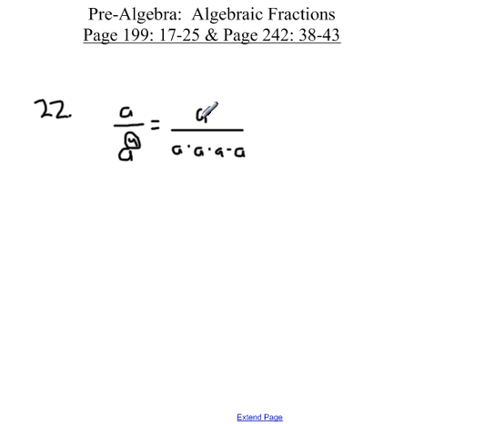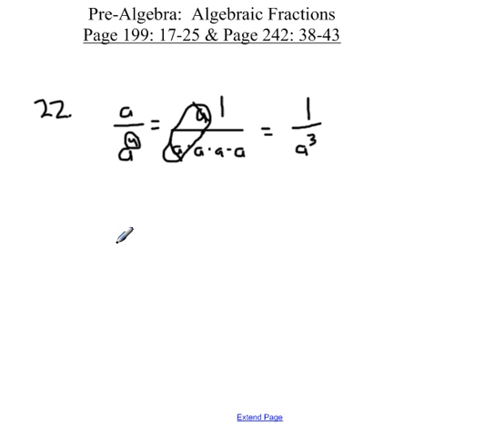Now anything that's the same on top and bottom, you can cancel those out in pairs. So if you just look at this first pair, it's a divided by a, and you already know that anything divided by itself will just be 1. So you can cancel those out, and that will keep a 1 at the top. So your answer needs to be written as 1 over, and since you have a times a times a, that's a to the 3rd power.